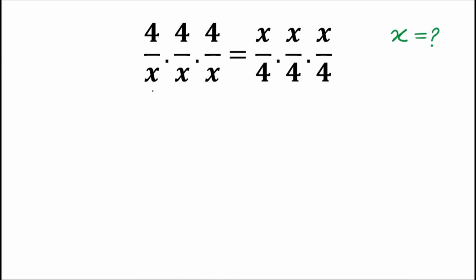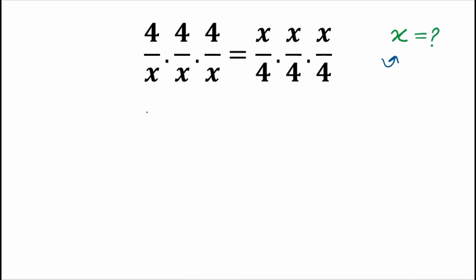Hello students, in this video we are going to solve a nice algebra problem. We have 4 over x times 4 over x times 4 over x, and this is equal to x over 4 times x over 4 times x over 4. Here we need to calculate all possible values of x.